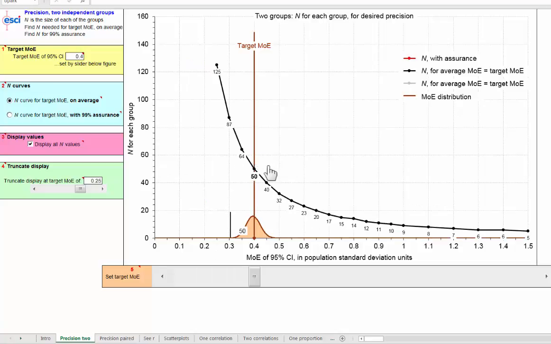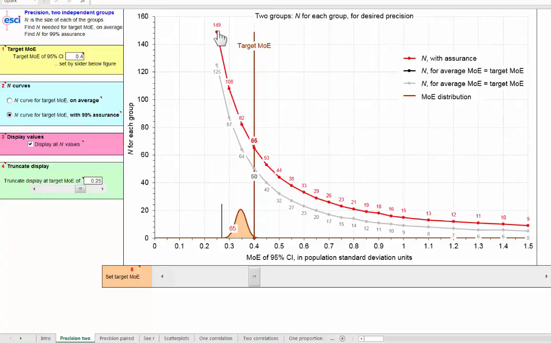Knowing that n equals 50 gives us MOE on average of 0.4 is all very well, but for our particular study we might get a somewhat larger MOE. Can we do better? Yes, by using the concept of assurance. If I click here, then I get a second curve, this red curve, which tells me about what n I need to get MOE with 99% assurance.